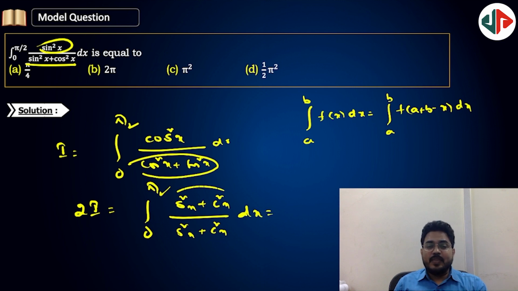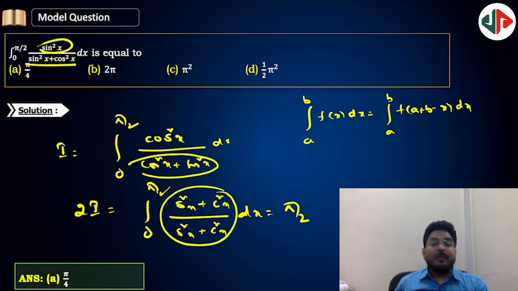This value will be 1. So the total value is pi by 2, so the I value will be equal to pi by 4. But here actually you need not look for this one. This value is 1, but I wanted to explain this one.